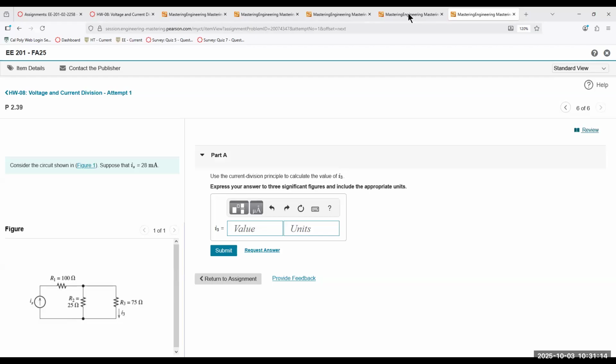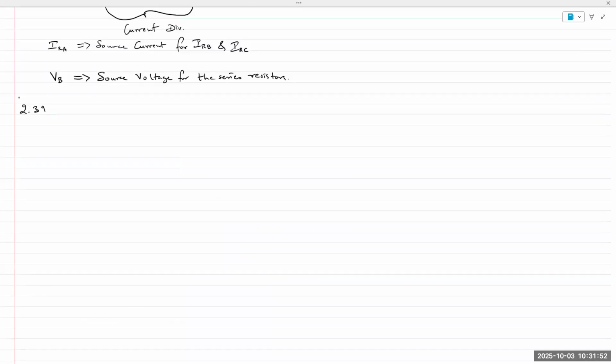So here, if you take a look at IS, actually, let me copy it over to the notebook. You are also correct. We can reduce it and find the current going through there. We can find the voltage and then find the current that way. But if we wish to apply current division, we can do so directly. Let's write this down. This is problem number 2.39.